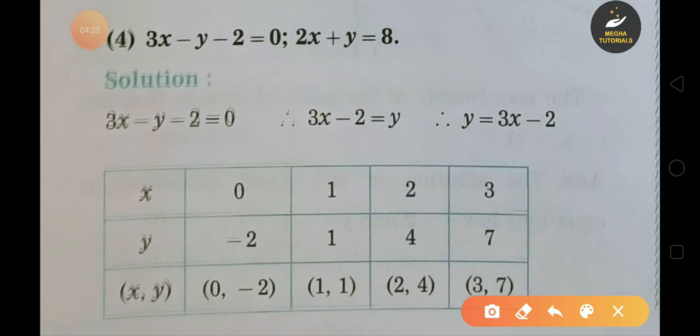Then x is equal to 1, 3 1s are 3, 3 minus 2 is 1, so the next pair is 1 comma 1. Then x is equal to 2, 3 2s are 6, 6 minus 2 is 4, therefore the pair is 2 comma minus 4. Next we are assuming x is equal to 3, 3 3s are 9, 9 minus 2 is 7, so the next pair is 3 comma 7.